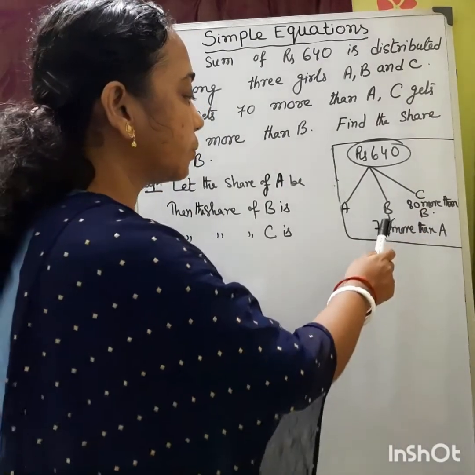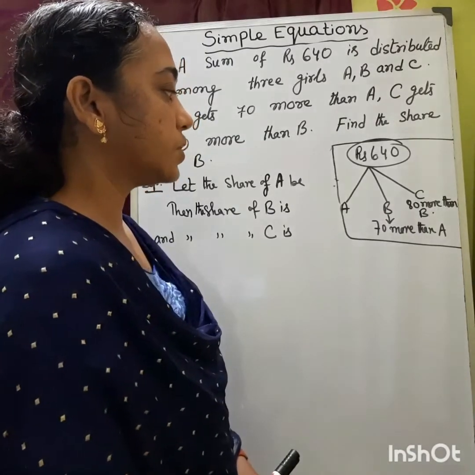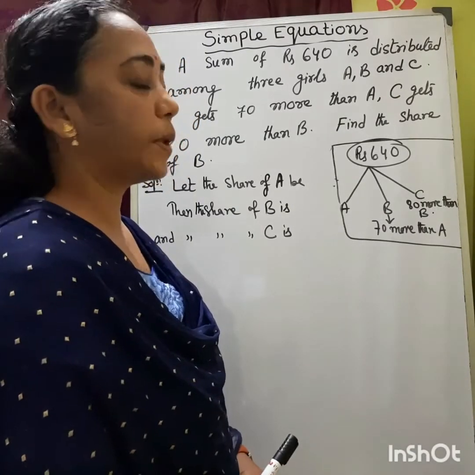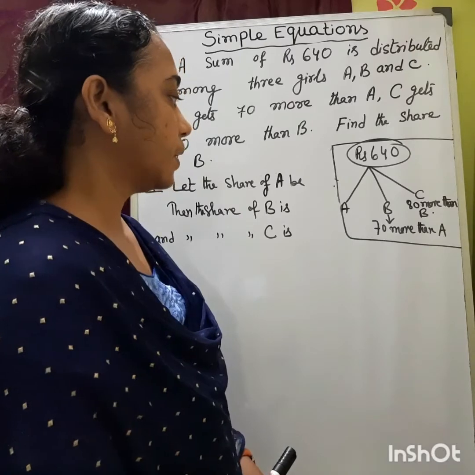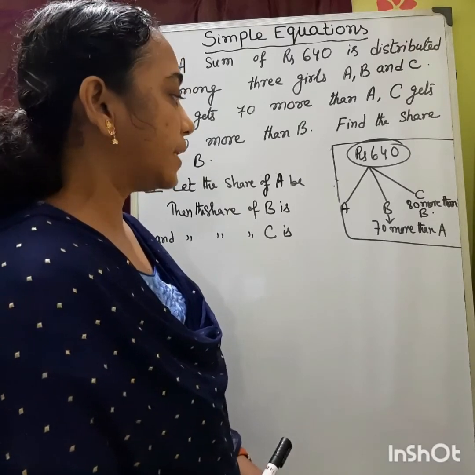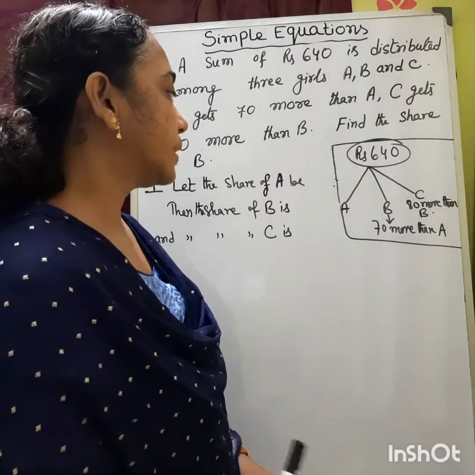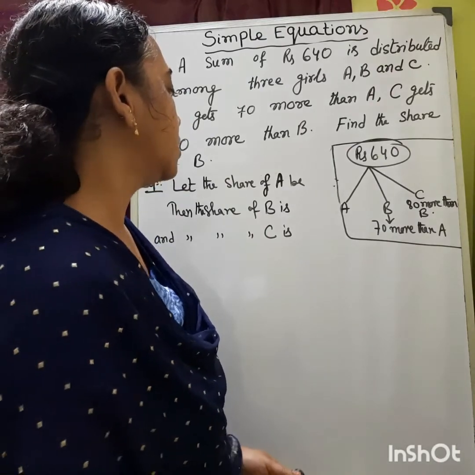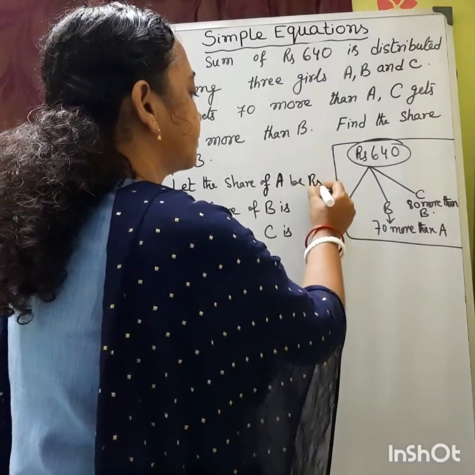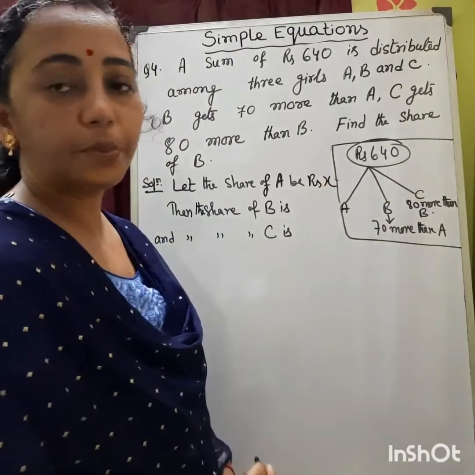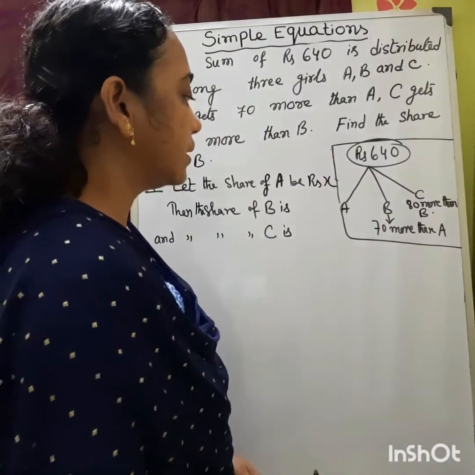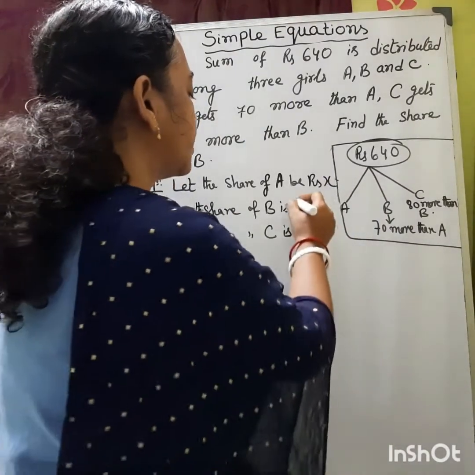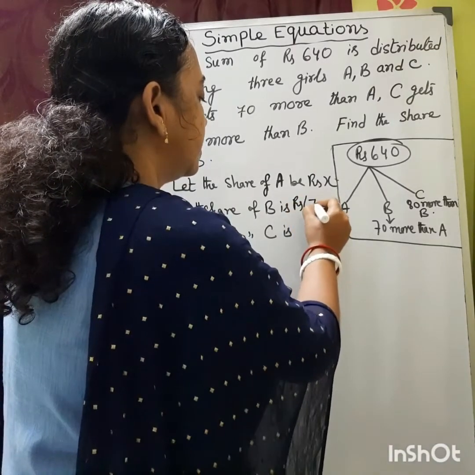So that means the share of B is depending on the share of A and C is depending on the share of B. Here the share of A is not given any condition. So let us take that the share of A be rupees X. Then the share of B will be what? That is 70 more than A. That means rupees 70 plus X.